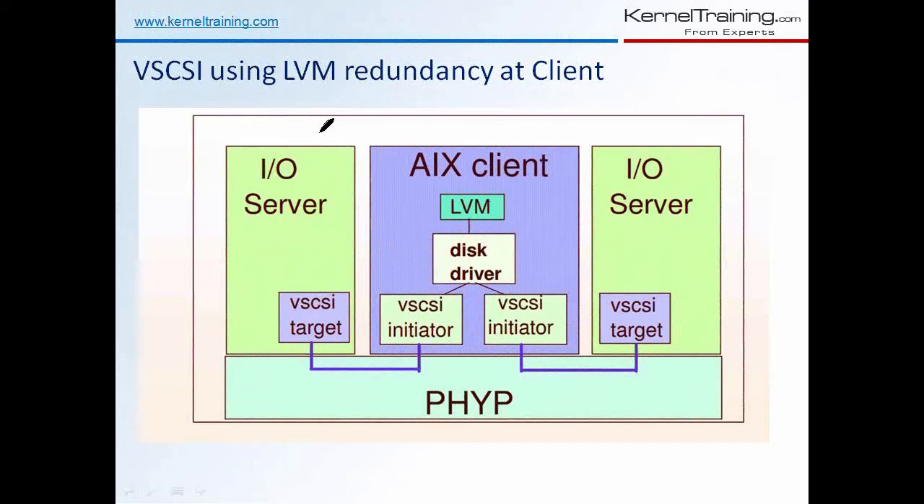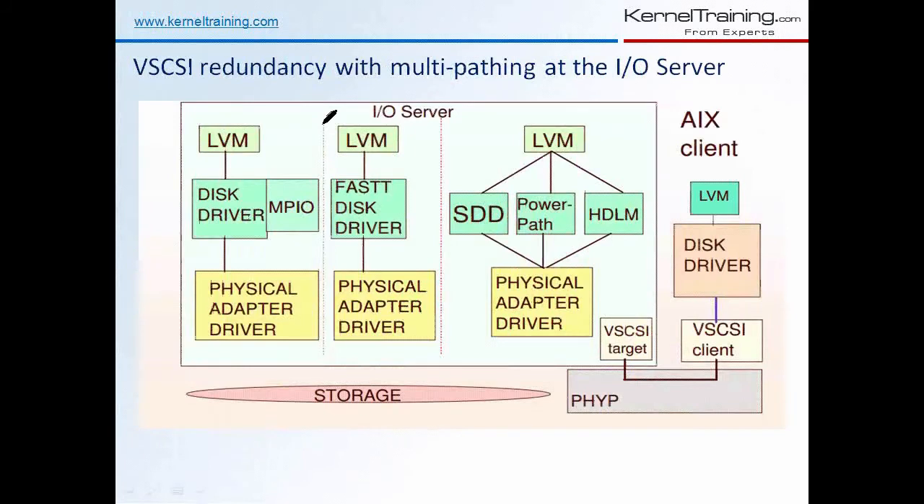If one side goes down, I am still able to access the same disk from the other VIO server, right? Or you can do the mirroring: one disk from one VIO server, another disk from another VIO server. You can mirror the disk, and you will get the redundancy at the client level. VSCSI redundancy with multipathing at IO servers. You can do the multipathing on the client side as well as on the VIO server side.